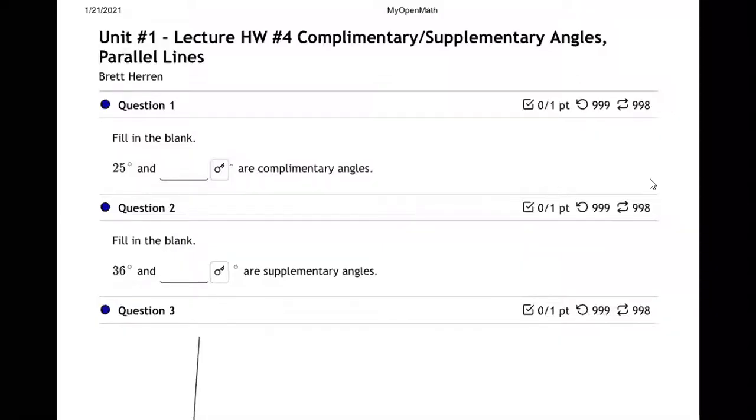Okay, so question one, fill in the blank. 25 degrees and what are complementary? So what's funny, I think they spelled the word complementary wrong there. Some professor contributed that, who's clearly a math teacher, not an English teacher. They spelled the word wrong.